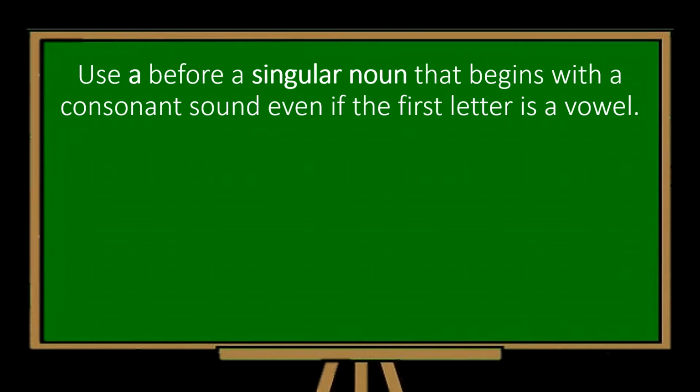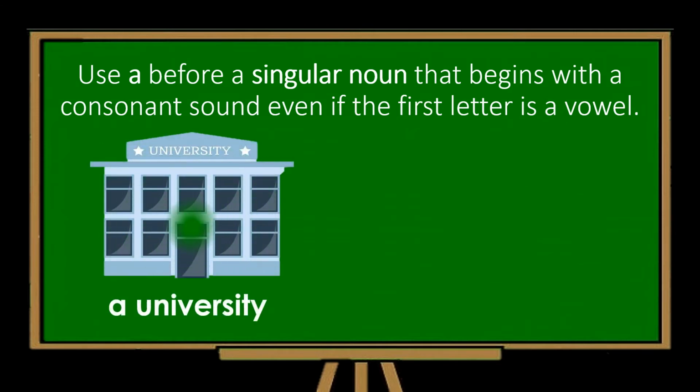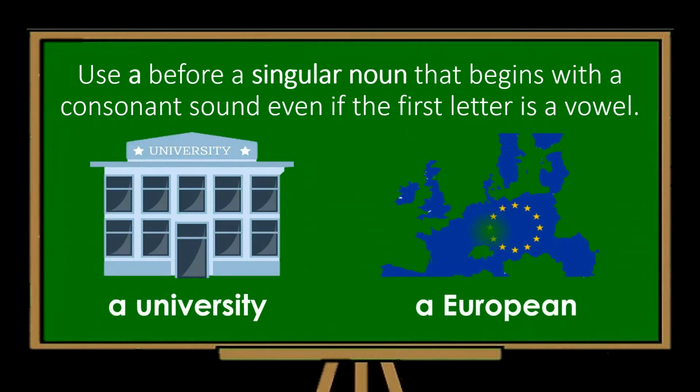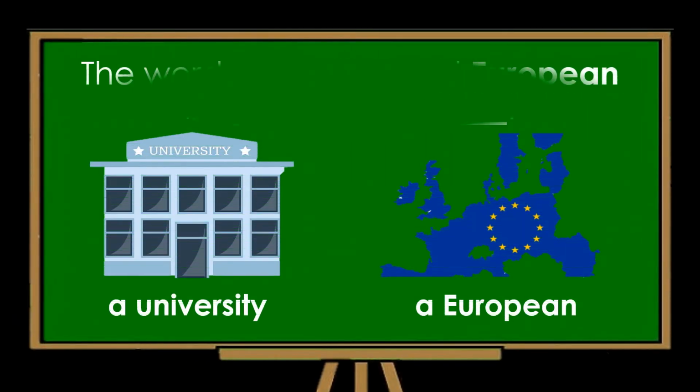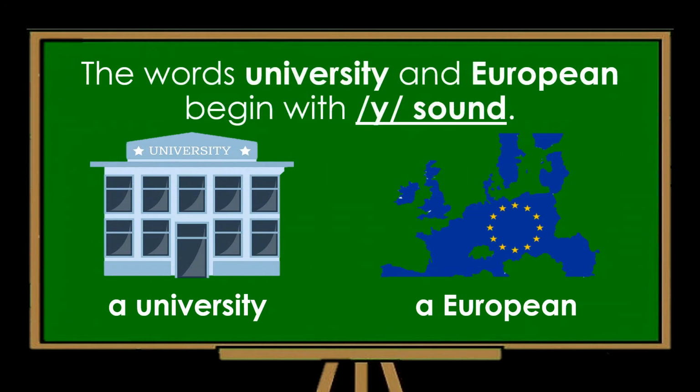Also, use a before a singular noun that begins with a consonant sound even if the first letter is a vowel. For examples are a university, a European. Take note, kids, the words university and European begin with y sound.